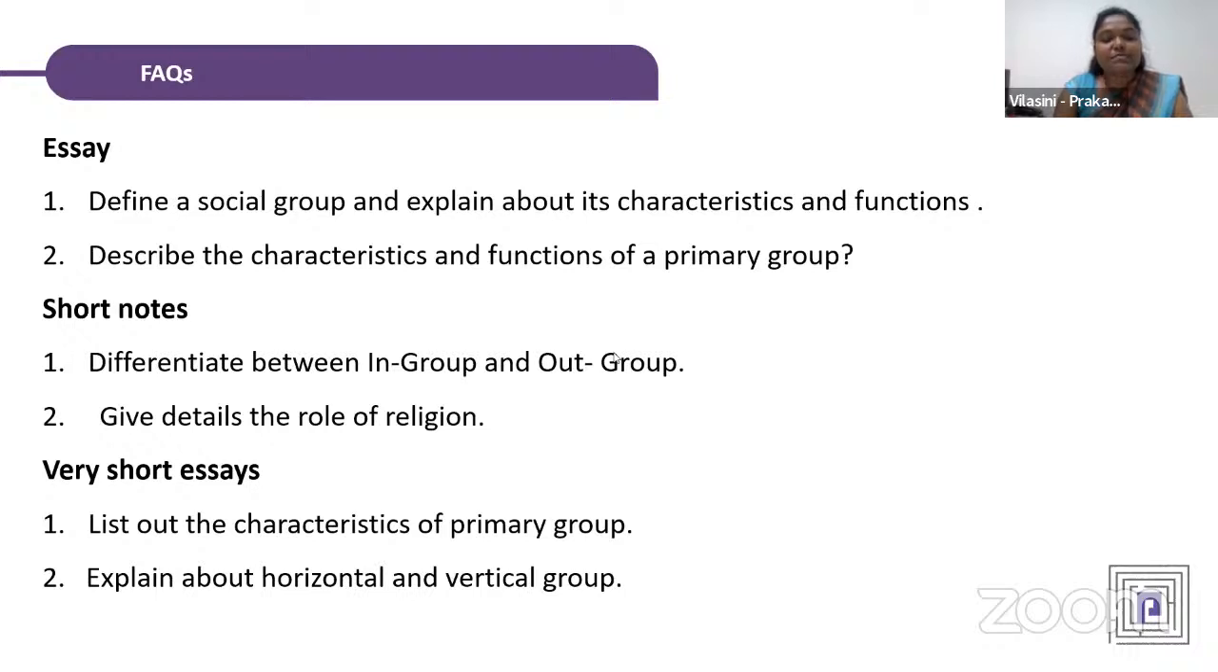Then second is: explain about the horizontal and vertical group. Horizontal groups are smaller groups. Example, I can tell you, like a family, friends. These all come under horizontal group. It is like a primary group. Then vertical groups are larger groups. Example, I can tell you, political groups, which are considered as a secondary group.